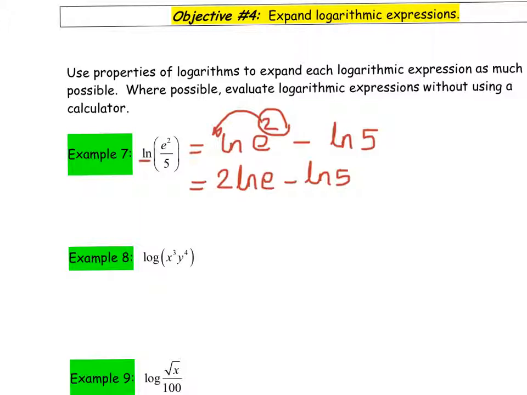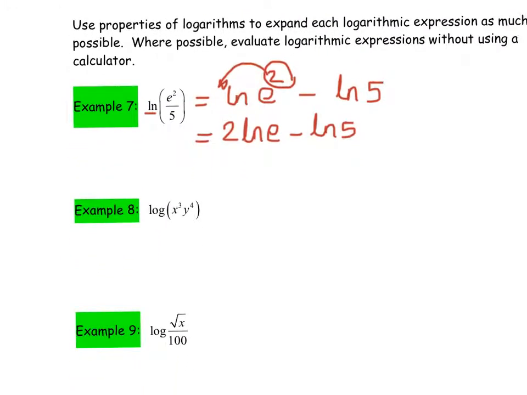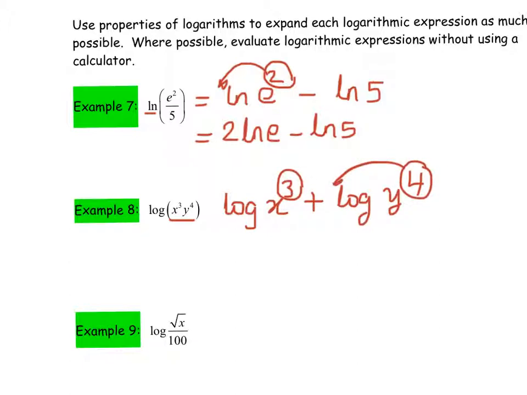All right, moving on to the next one. Multiplication, log of x cubed times y to the power 4. I know that multiplication now becomes addition. Right? These are powers. They get kicked right up in the front. So it is 3 log x plus 4 log y.